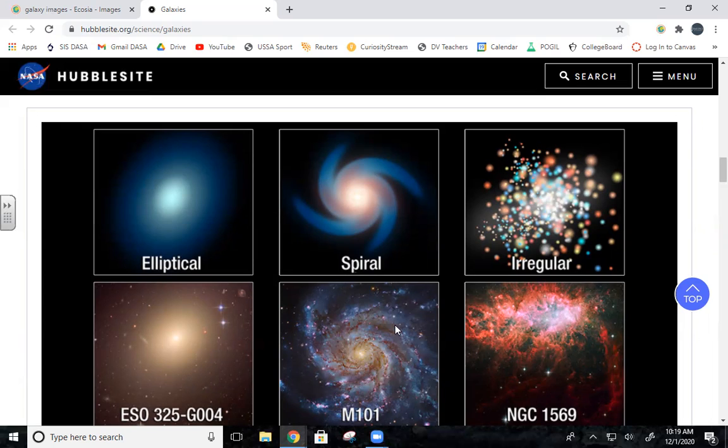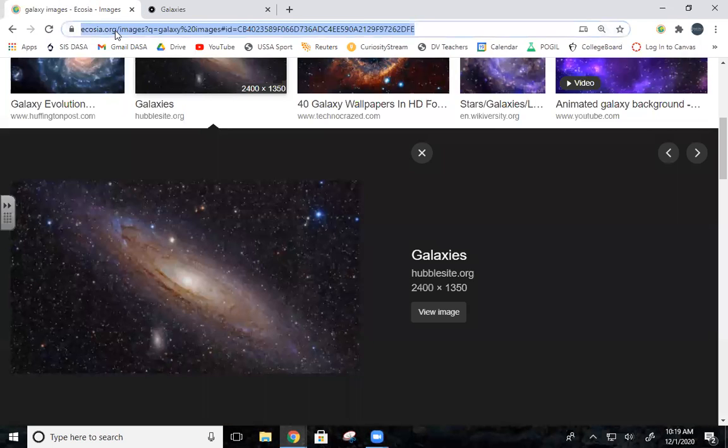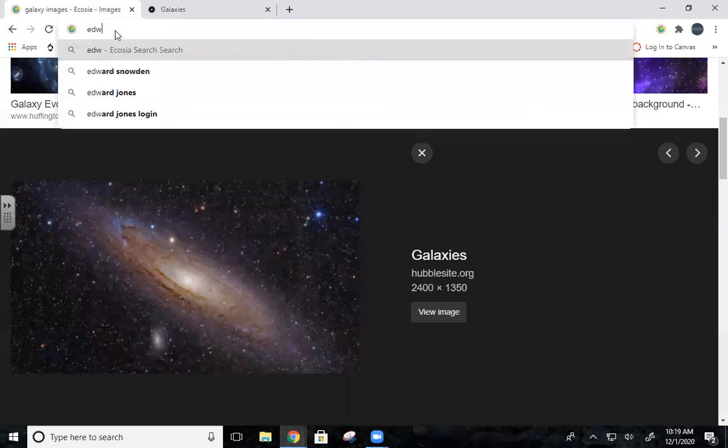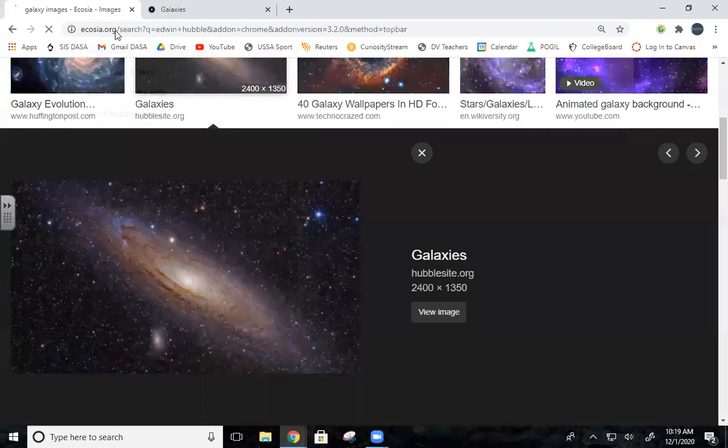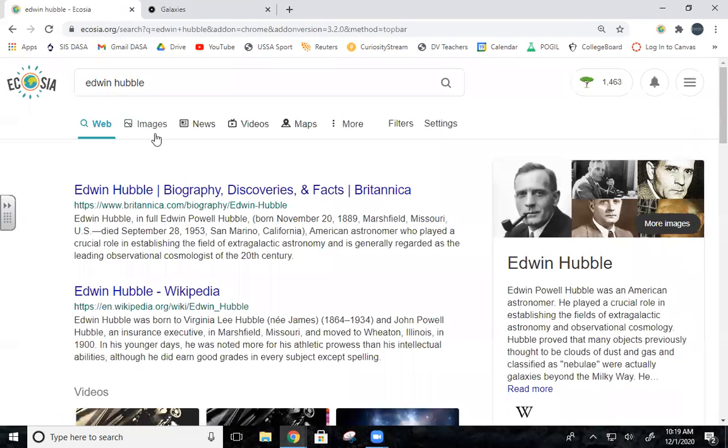And then irregular galaxies are just kind of haphazard, right? They don't really have a shape. They look more like a nebula. Okay? Here's what's interesting about spiral galaxies. So you may have heard of this guy before. His name, well, at least you've heard his name before. Edwin Hubble.